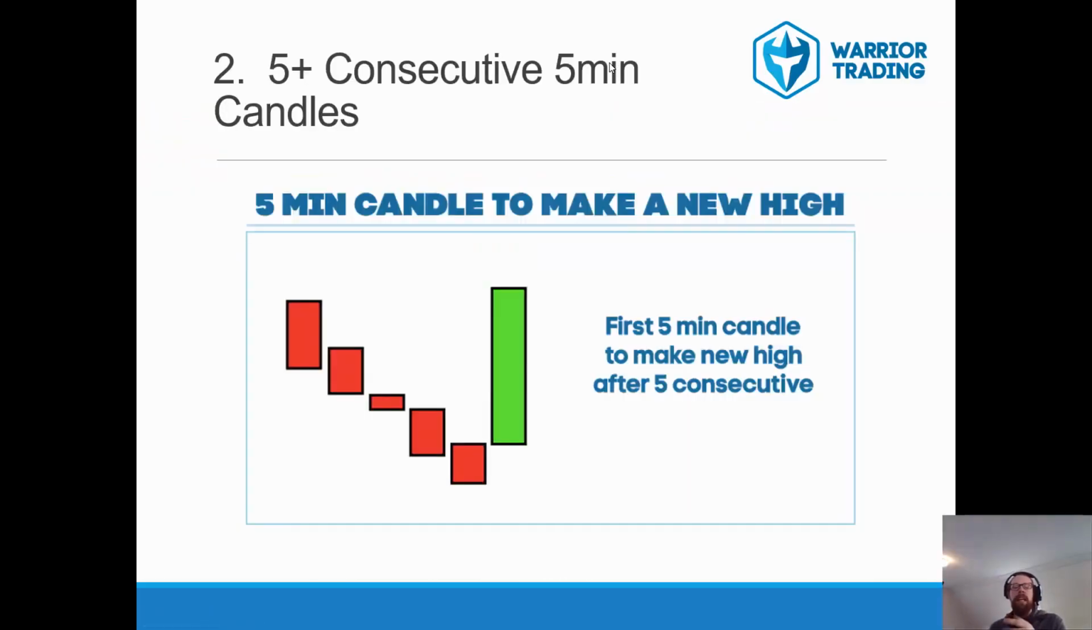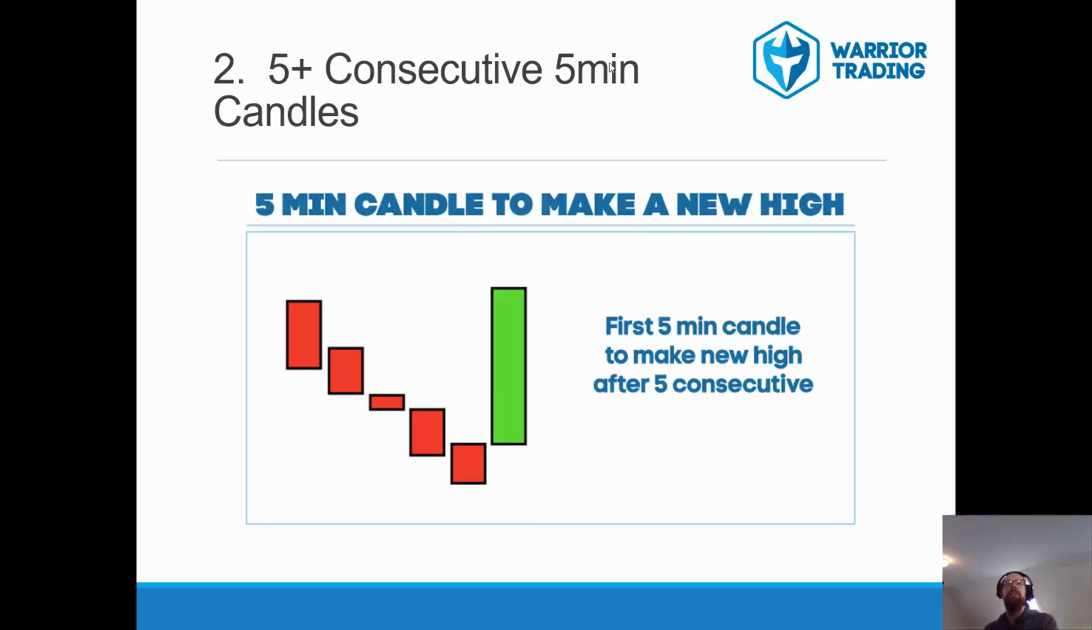Okay, so in addition to setup number 1, which is looking for the candle outside the Bollinger Bands and then buying the first candle to go the other direction, setup number 2 is simply buying the first candle to make a new high after 5 consecutive candles, even if it's not outside the Bollinger Band. Obviously, if we have 5 or 10 consecutive candles and it's outside the Bollinger Band, it's even stronger.